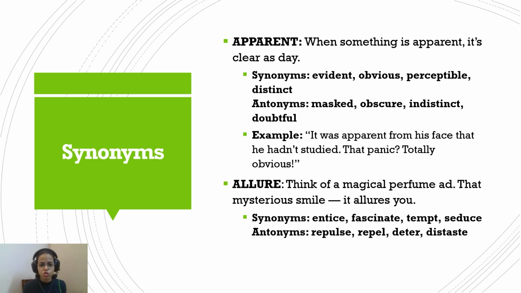So for allure, you can think of, for example, the perfume ads that are made. The ads are very stupid, but they fit very well into the meaning of this word. The moment somebody sprays that deodorant, the girls are magically attracted towards that person. So the word allure can be used in place of magically attracted. So the girls are allured towards that person who wears that stupid deodorant. Try to recall a magical perfume ad and put that image to the word allure: entice, fascinate, tempt, seduce.